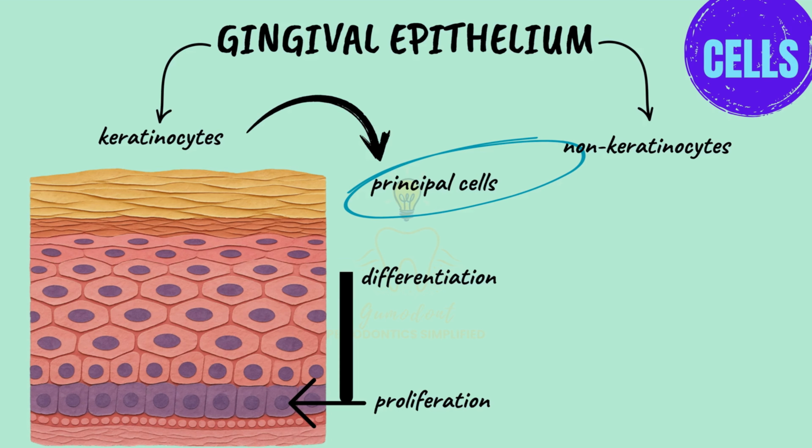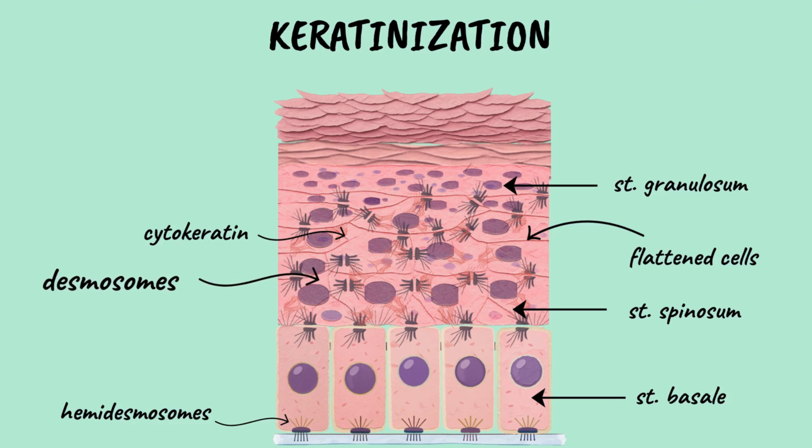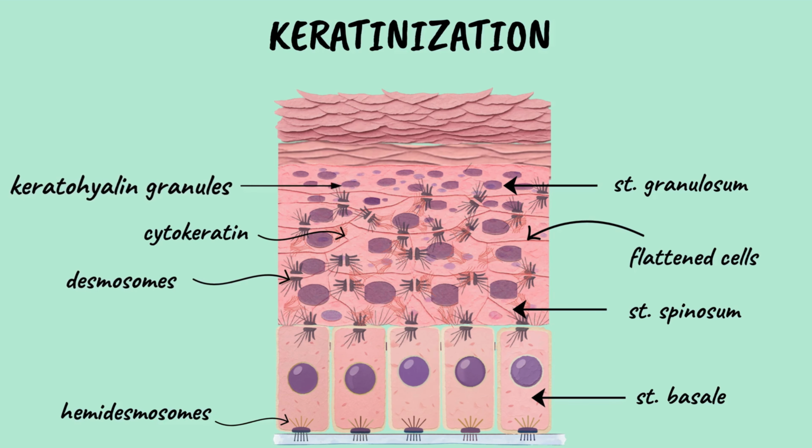First, the cells become flatter and start accumulating cytokeratins or tonofilaments. Next, the connection becomes stronger through desmosomes and keratohyalin granules are produced in the stratum granulosum. As the cells move further upward, they lose their nucleus and other cell organelles. Finally, the keratin proteins and lipids accumulate and create a protective layer.